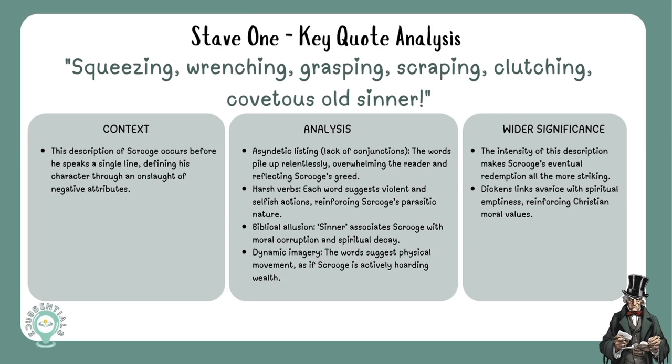It's a biblical allusion, the sinner. It associates Scrooge with moral corruption and spiritual decay. And then we have dynamic imagery. The word suggests physical movement, as if Scrooge is actively hoarding wealth. When looking at the wider significance, the intensity of this description makes Scrooge's eventual redemption all the more striking. Dickens links avarice with spiritual emptiness, reinforcing Christian moral values.